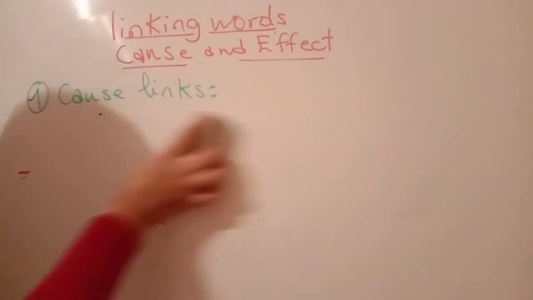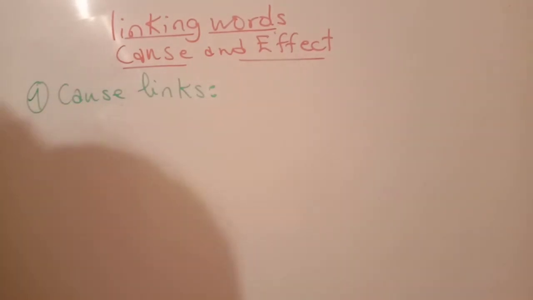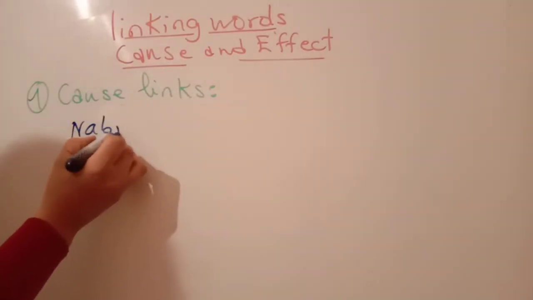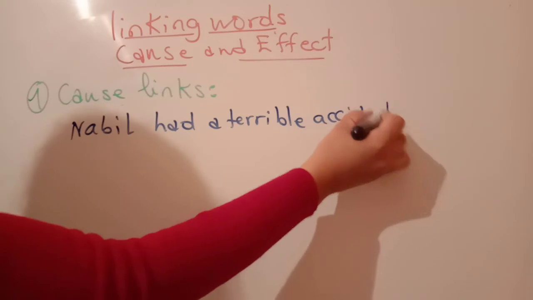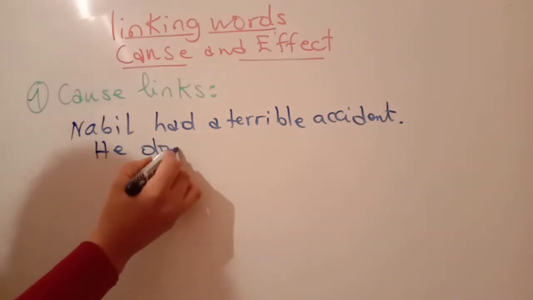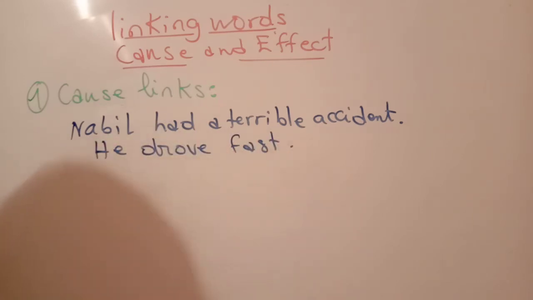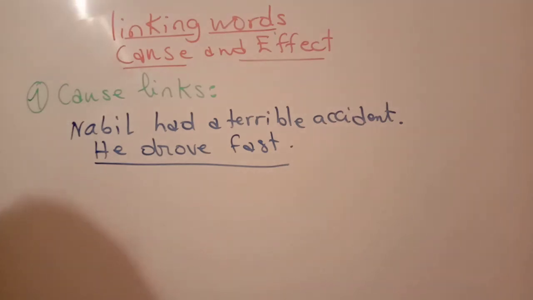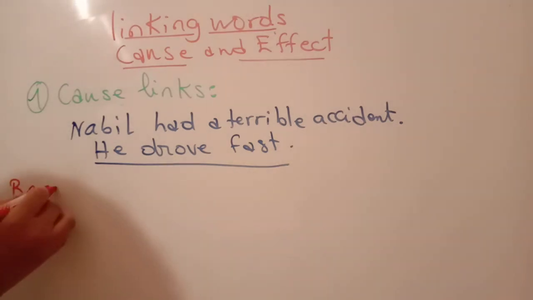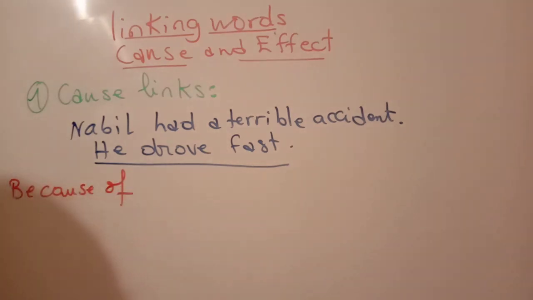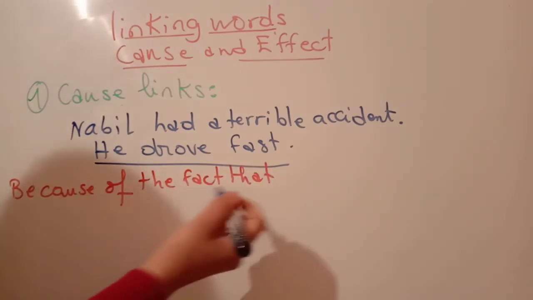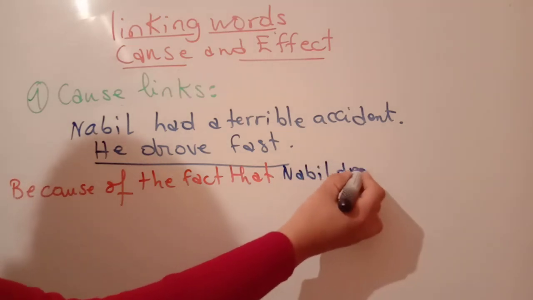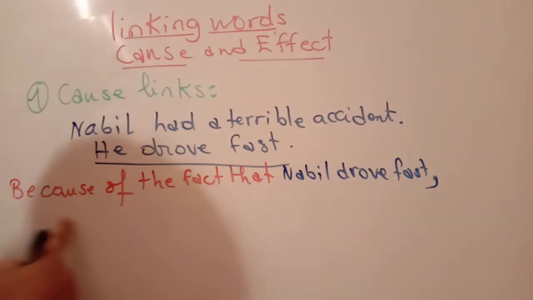So I'm going to write an example with the negative cause. So you have, for example, Nabil had a terrible accident. Okay? He drove fast. Right? So here I have a negative cause. He drove very fast. So I'm going to use because of. Because of, if I want to keep the cause sentence, I can use the fact that. So because of the fact that Nabil drove fast. Okay, comma, because I start with the link.